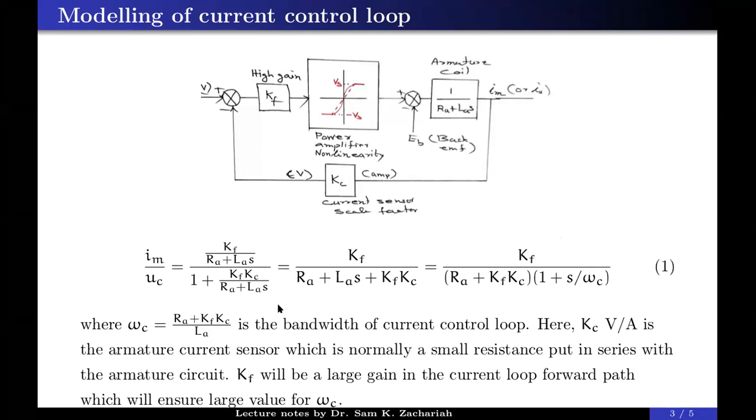So KC is equal to voltage divided by ampere of the armature current sensor, and KF will be a large gain for the forward path. So the inner loop must have higher bandwidth than the outer loops. Otherwise, the inner loop will settle first and the outer loop will settle after that, and it will affect the cross coupling of the outer loops. So the inner loop should have higher bandwidth.